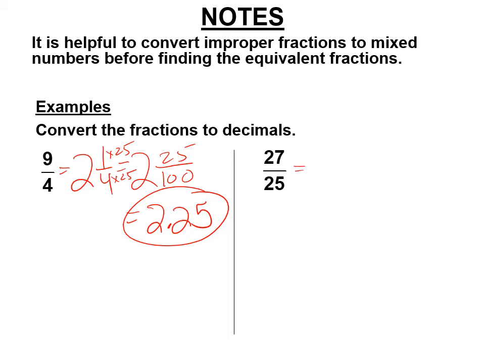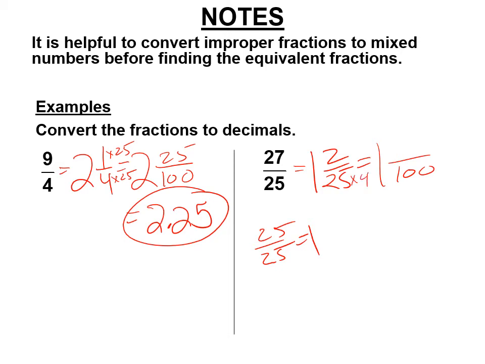Once again, 25 25ths is 1, so this is 1 and 2 25ths. Once you do that, you know you have to get it over 10, 100, or 1,000. 25 times 4 is 100, so this is 1 and 8 hundredths, also known as 1.08.